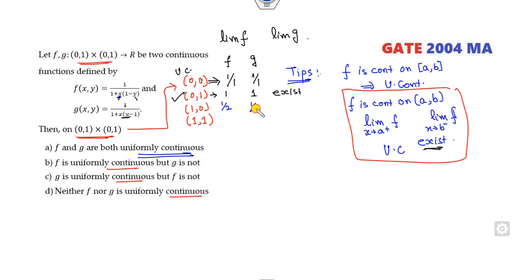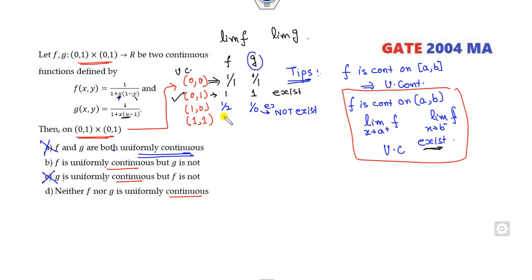So it's a 1 over 0. It does not exist. Does it exist? Not exist. Fine. It means g does not exist, so g is not uniformly continuous. So this option is cancelled. This option is cancelled. Now look at f at 1, 1.